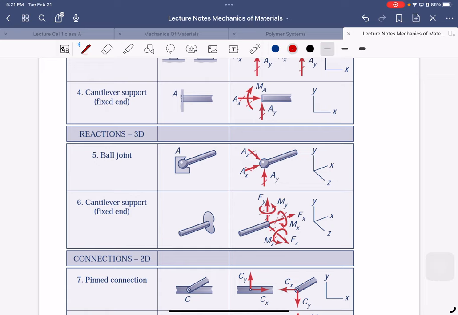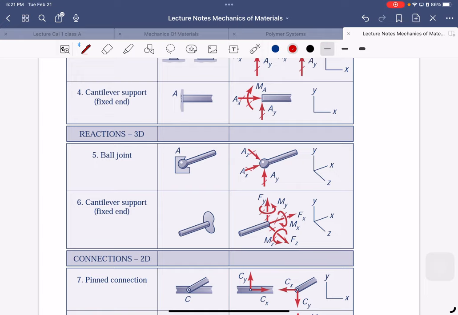And for the fixed end, it's a similar way to the 2 dimensions. Because if we move this around, it's already fixed over there, then we cannot do anything. In the ball joint, we can freely move the object, right? Freely rotate, right? So there is no moment. These two are the reactions at the end of the beam usually.